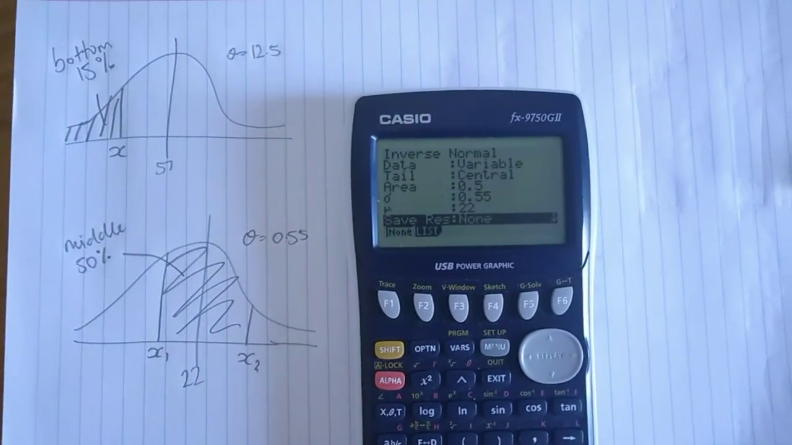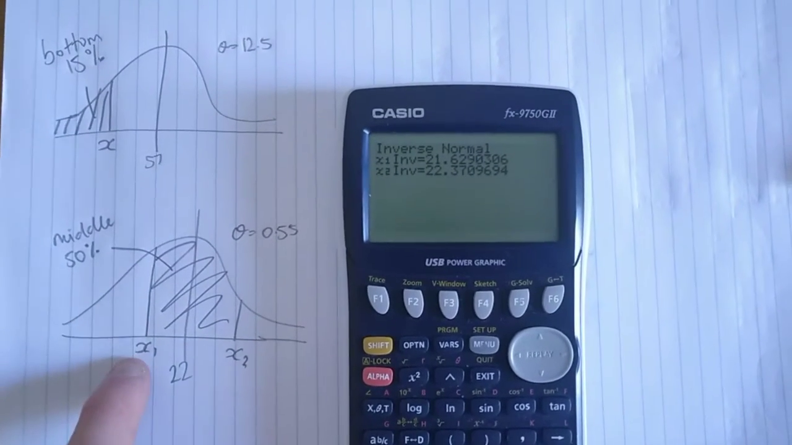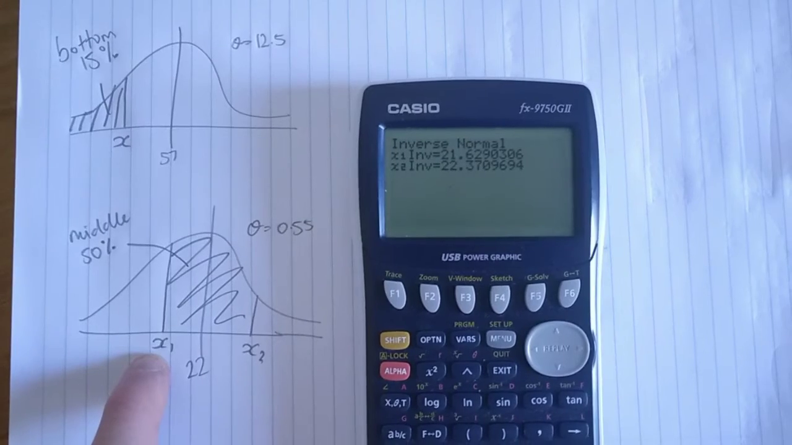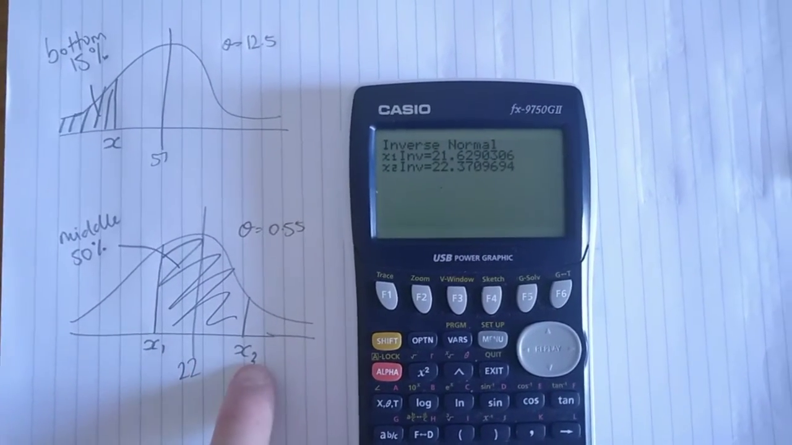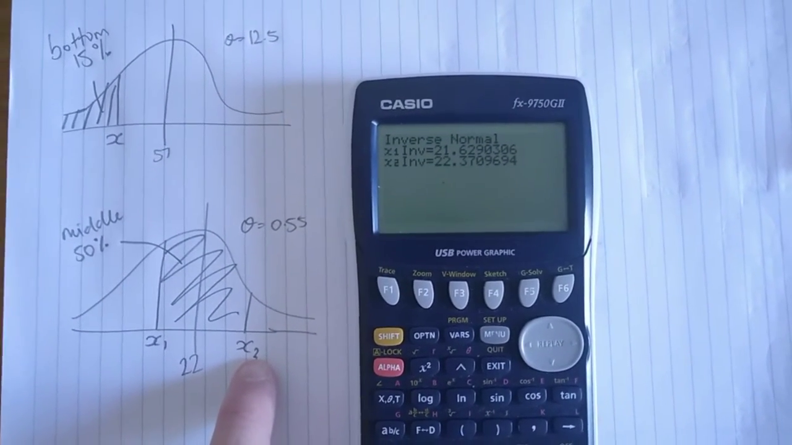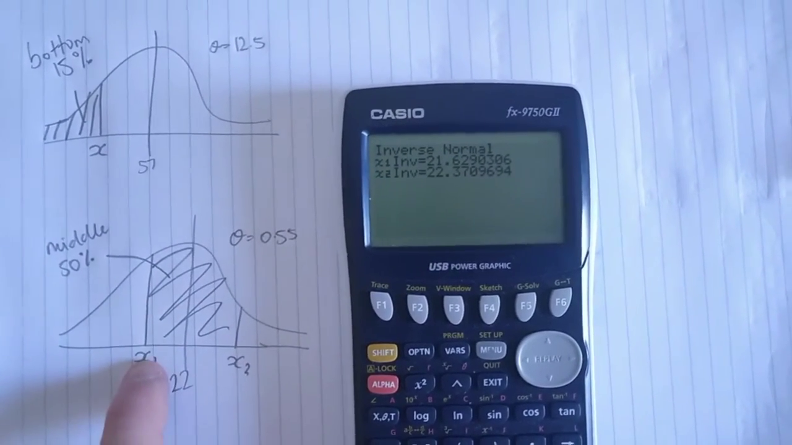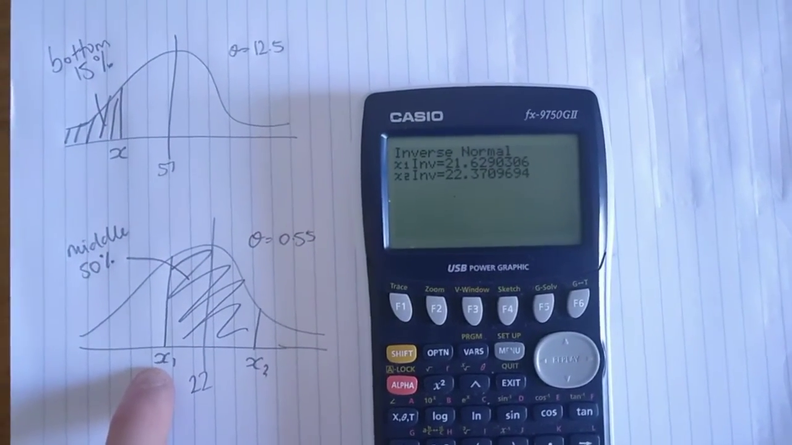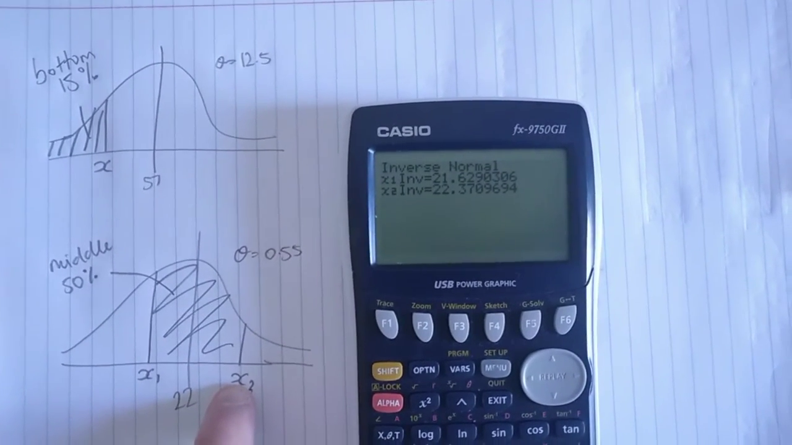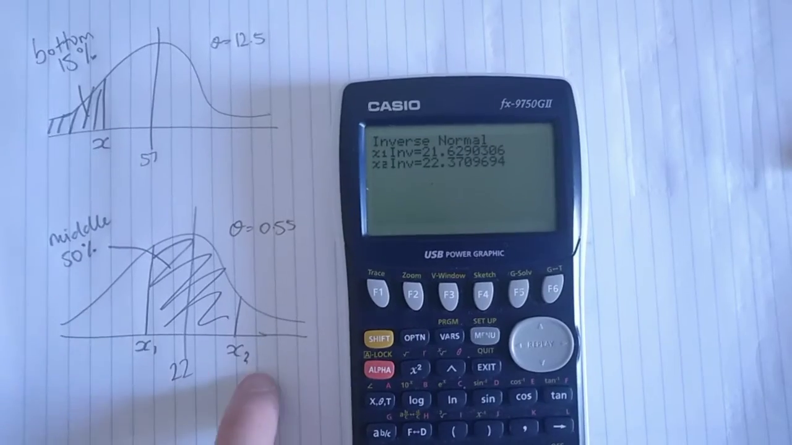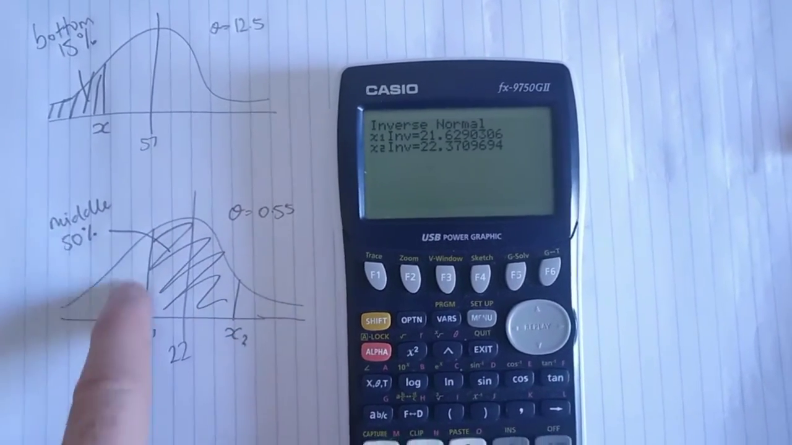So once you've got that in, push execute, and we've been told that the x1 or the lower value is 21.6 and the upper value is 22.4. So that means the middle 50% of this data would lie between 21.6 and 22.4. They would also be your upper and lower quartile values because they also relate to the middle 50% of the data.